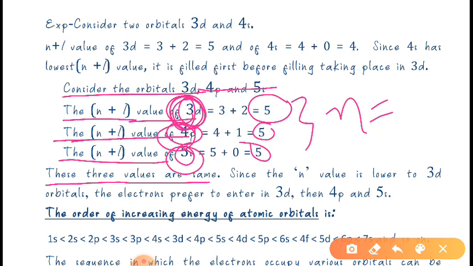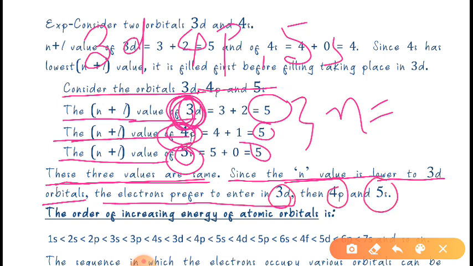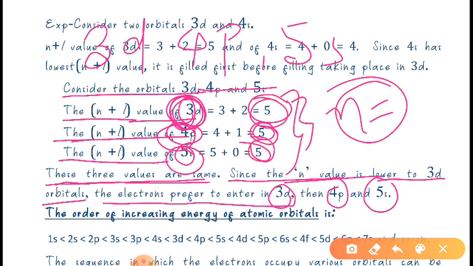So when the filling starts, we will fill 3d first, after that 4p, after that 5s. Since these three n plus l values are the same, the n value is lowest for the 3d orbital, and the electron prefers to enter first in 3d, then in 4p, then in 5s. This happens because the n plus l value is the same, so we see the value of n. If the value of n is small, that orbital will be filled first, and after that the next orbital.